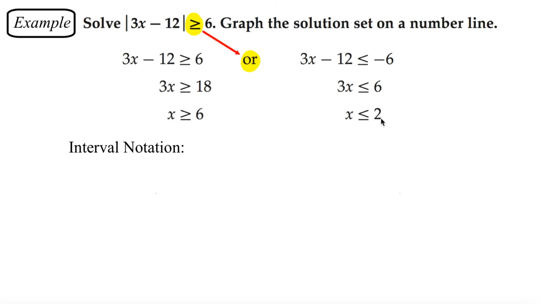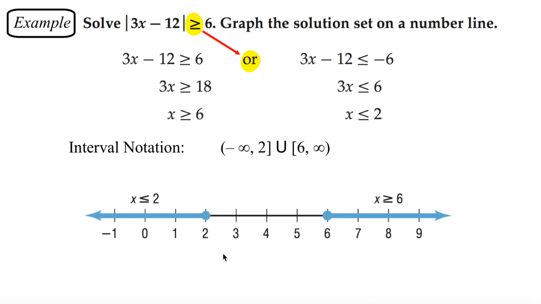So 2 is smaller, it's on the left. So in interval notation, 2 will have a square bracket, 6 is going to have a square bracket, but we're going to have two different intervals, right? Because it's an OR. So we're going to have from negative infinity up to 2, it includes 2, from 6 to positive infinity, and it includes 6, and it's the union of those two intervals. Here's our graph, all the numbers up to and including 2, all the numbers after and including 6.